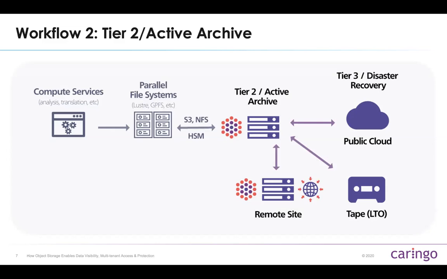Workflow 2 is similar. In this case, we are back-ending a parallel file system. You can use a number of different protocols just like you could in the initial workflow. You can use S3, NFS, or some sort of hierarchical storage management application. Most organizations have their favorites out there. You would send that data to a tier 2 active archive, in this case, object storage, Swarm Object Storage. And then you can provide access over the public cloud.